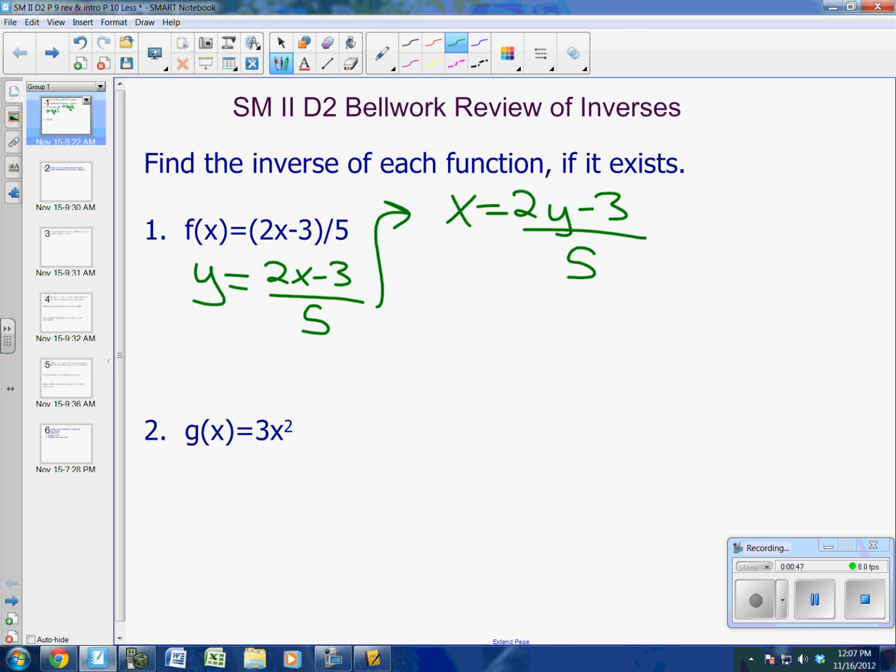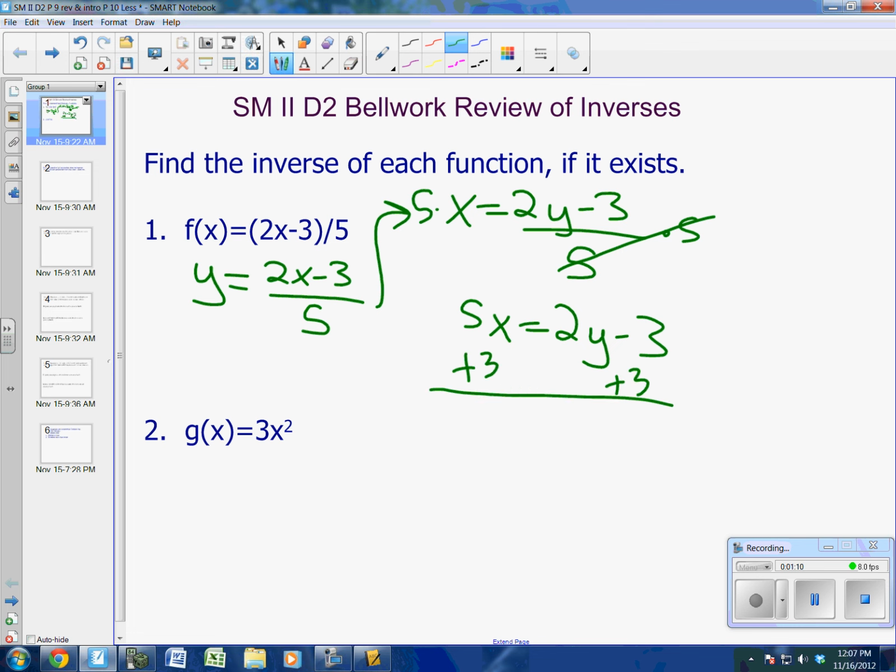And to solve for y, I'm going to have to do a couple things. First of all, I have to times both sides by 5. 5's cancel out, and I get 5x equals 2y minus 3. Okay? And then what do I do to get y by itself? Add 3 to both sides.